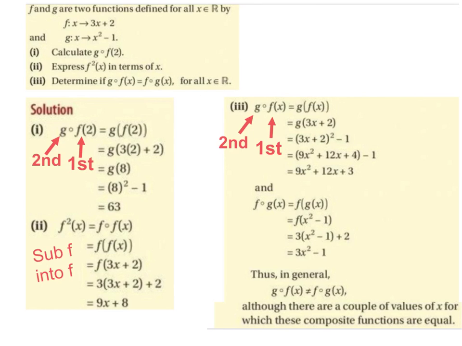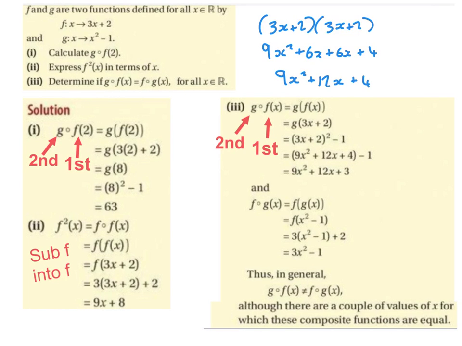3x plus 2 squared will give me 9x squared plus 12x plus 4. So 3x plus 2 squared is 3x plus 2 times 3x plus 2, which gives us 9x squared plus 6x plus 6x plus 4, which gives us 9x squared plus 12x plus 4. So that's where that comes from there, and we just bring down the minus 1. Then we bring down the 9x squared, the plus 12x, and 4 minus 1 is 3.